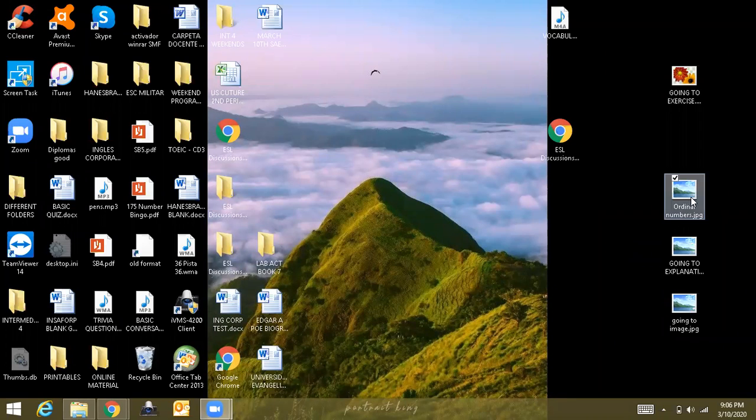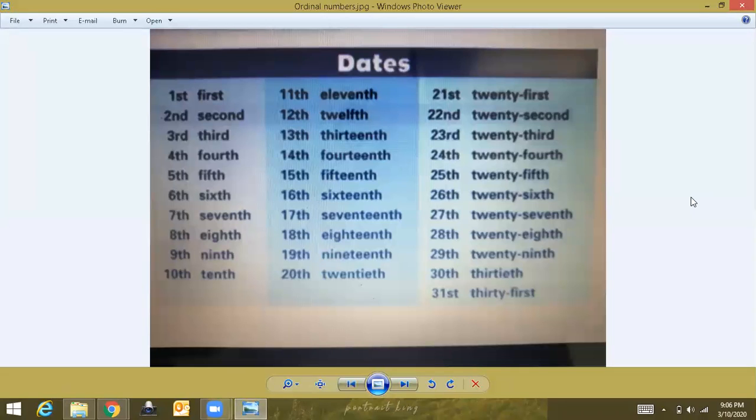Let me share an image with you. Can you see the image? Yes. What do you see in the image? Date. Exactly. And what are the names of these numbers, the ones you have on your screen? Ordinal numbers. Exactly. So as you can see, we have the first number here, and this is the last one. Why do you think it only goes up to 31?